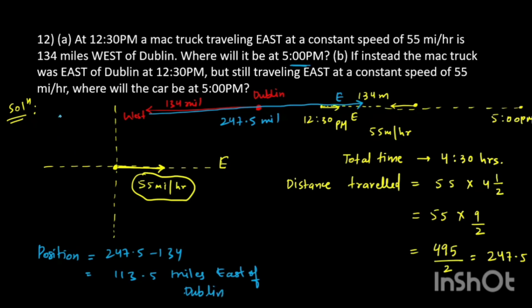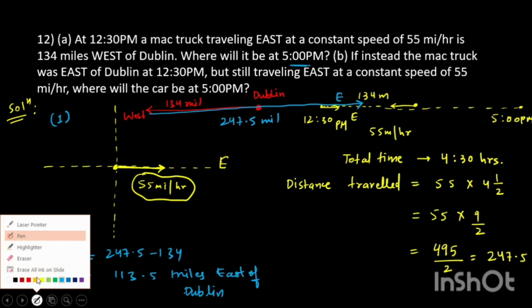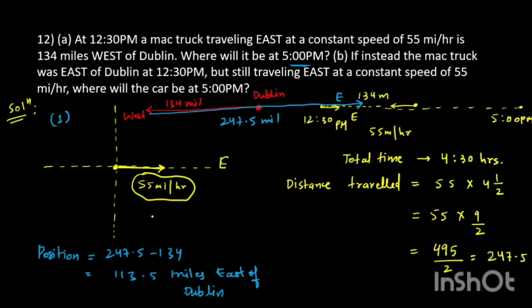So this was all about the first part, I would say. The second part says, if instead the Mack truck was east of Dublin at 12:30 p.m., but still traveling east at a constant speed of 55 miles per hour, where is the car at 5 p.m.? The question says, now the Mack truck was east of Dublin at 12:30. So now this became very easy.